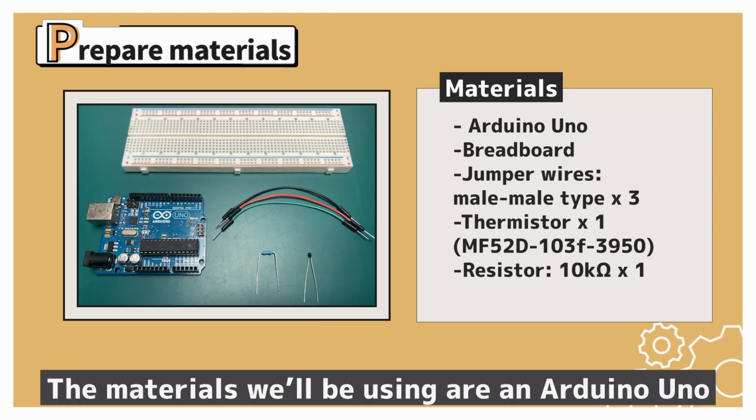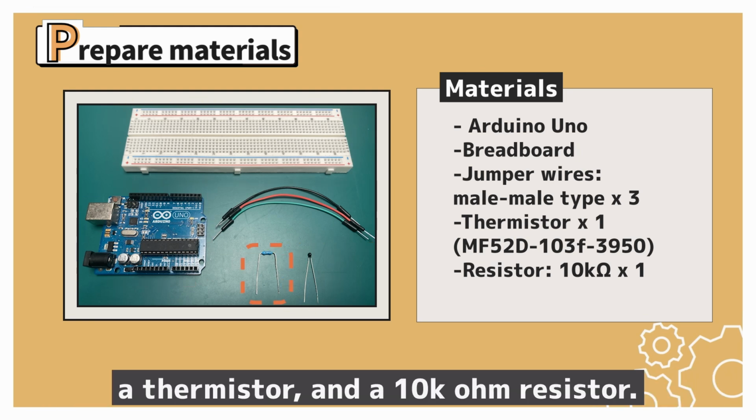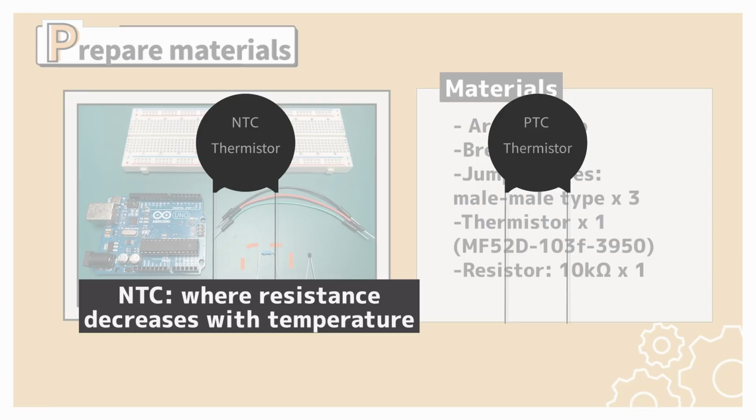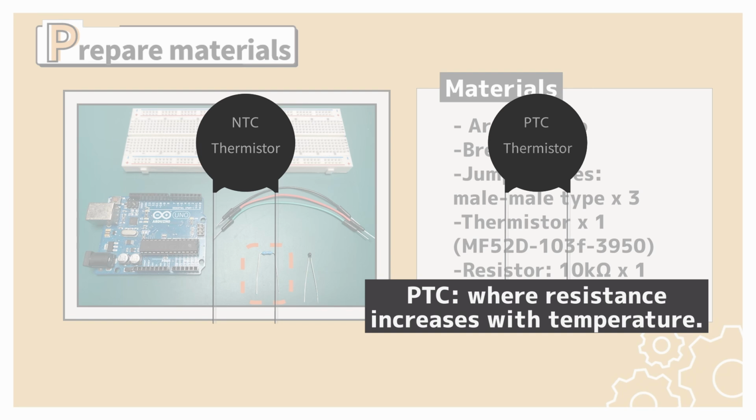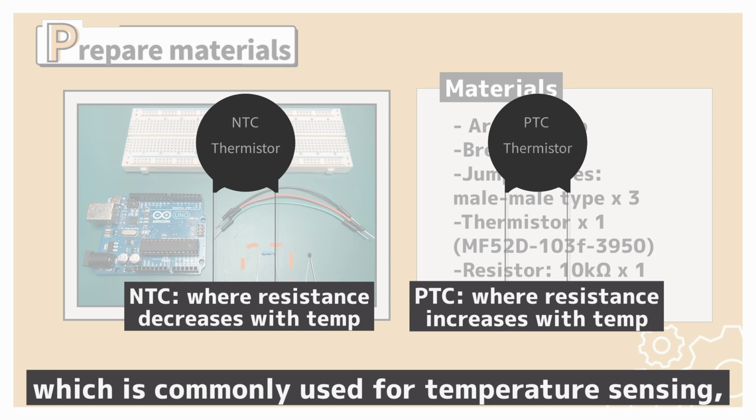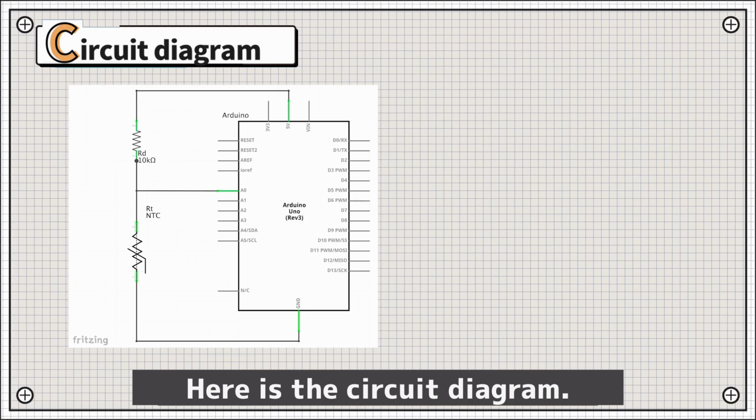The materials we'll be using are an Arduino Uno, a breadboard, 3 male-to-male jumper wires, a thermistor, and a 10k ohm resistor. Note that there are two types of thermistors, NTC, where resistance decreases with temperature, and PTC, where resistance increases with temperature. We'll be using an NTC thermistor, which is commonly used for temperature sensing, so be careful not to mix them up. Here is the circuit diagram.